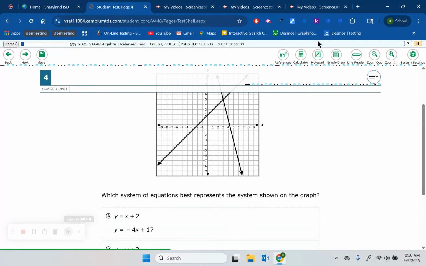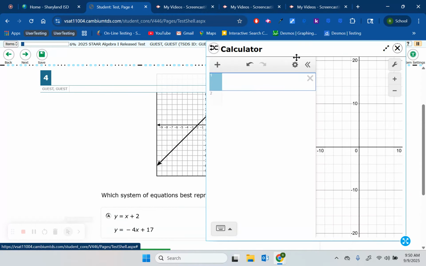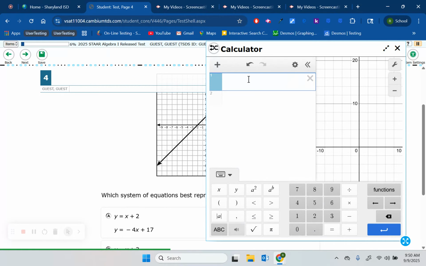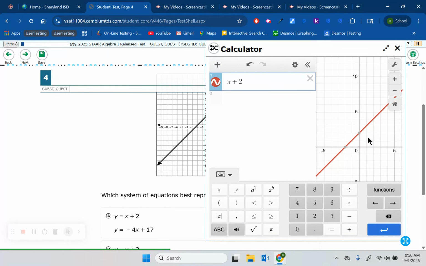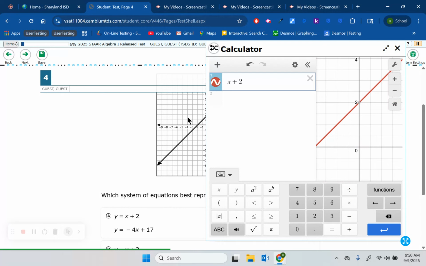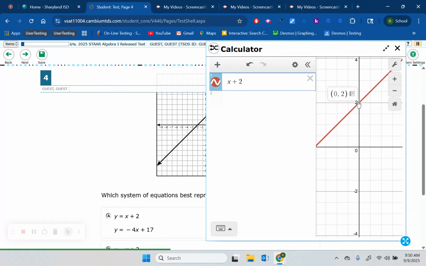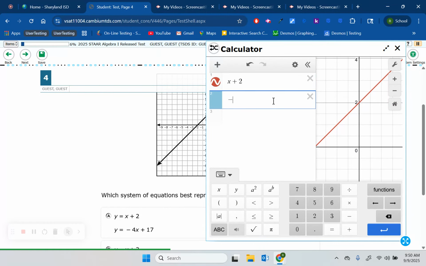So let's go ahead and start with the calculator. Just this one. Since it's already y equals, all I got to do is really just put x plus 2. And it's going to graph it. See that graph right there? And I'm just going to zoom in. This one's crossing at 2. And then let's do the next one, negative 4x. I could type in y equals if you want to. You can do that, but you don't have to if it's already y and x.